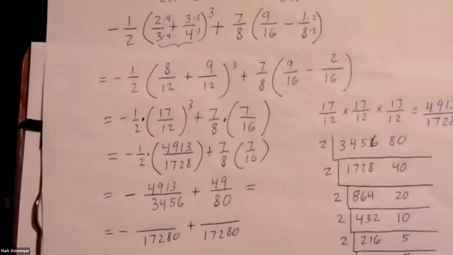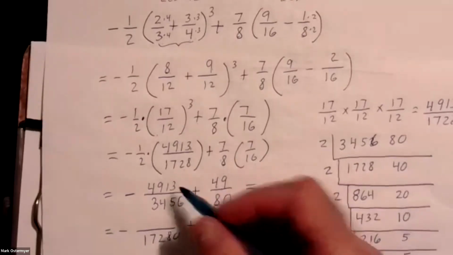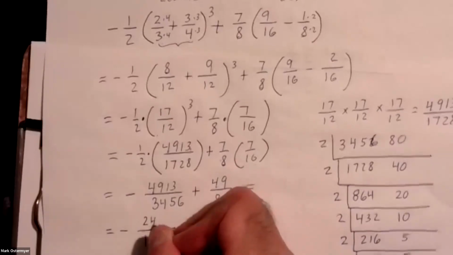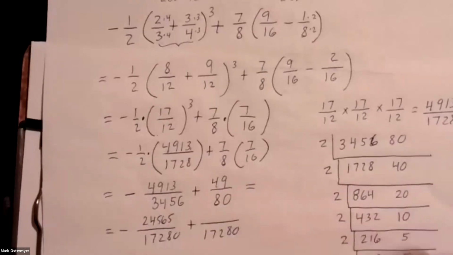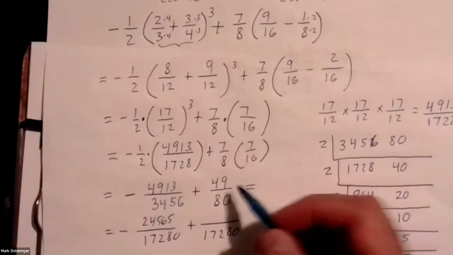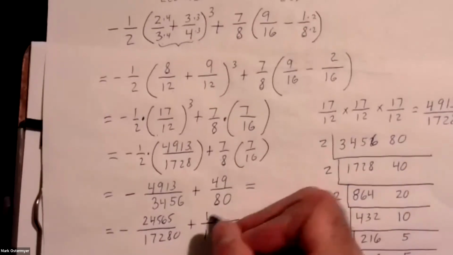Now, 17,280 divided by 3456 suggests we multiply top and bottom of this fraction by 5. So 5 times 4913 is going to be 24,565. For 80, when you take 17,280 divided by 80, that gives you 216. So you multiply top and bottom of this fraction by 216. 216 times 49 is 10,584.